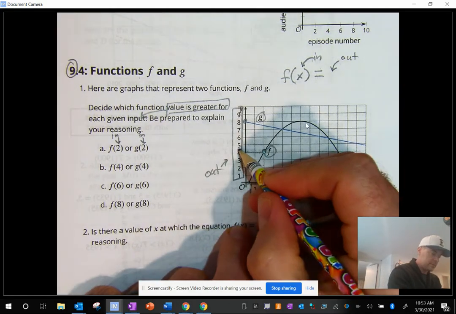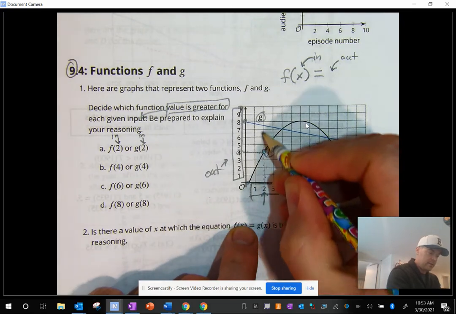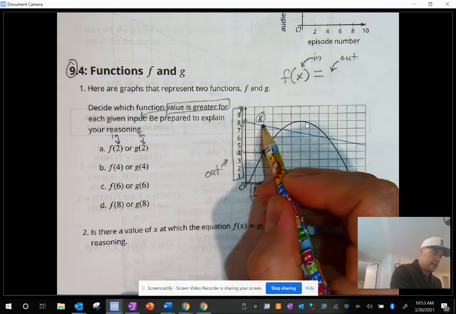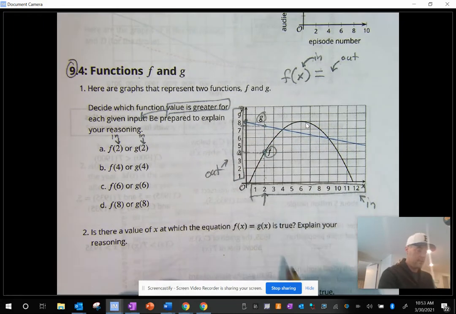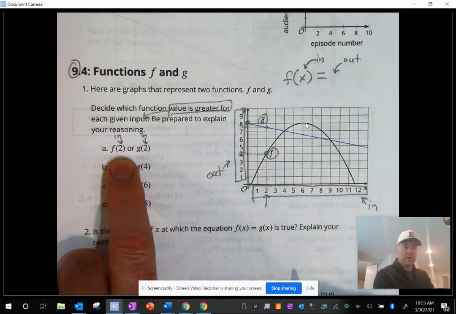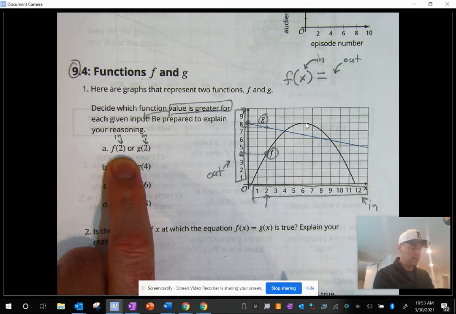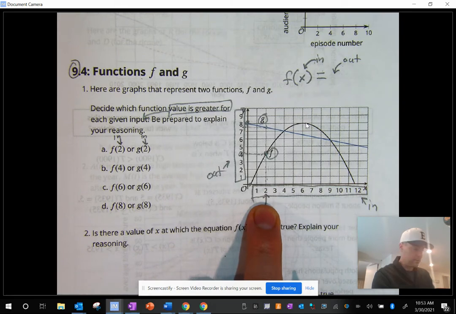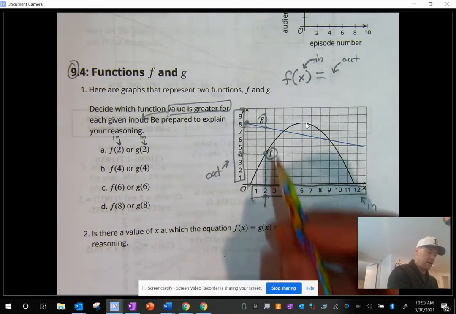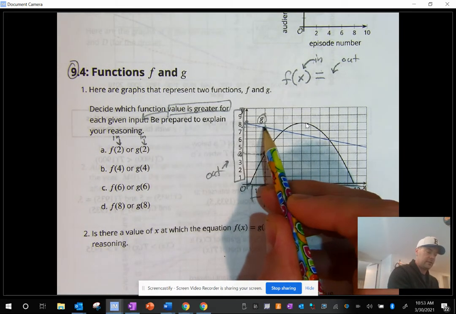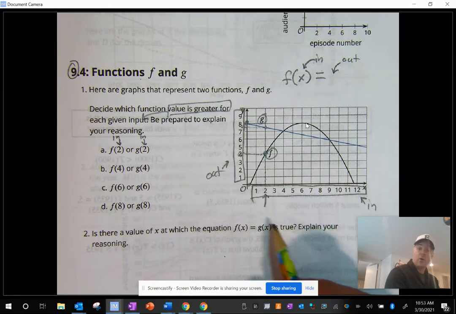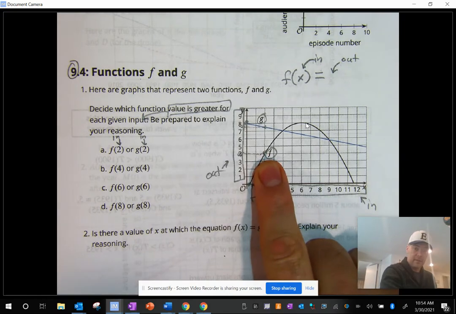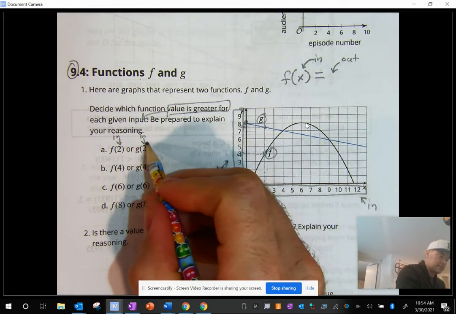The output for f is 4. The output for g looks to be about 7.5. See that? They're both having an input of 2. So we're just going to circle which one has a greater output when our input is 2. That's what this means. Obviously g has a greater output. It's at 7.5, higher than function f, which is only at 4. So we're going to circle the one that's higher.